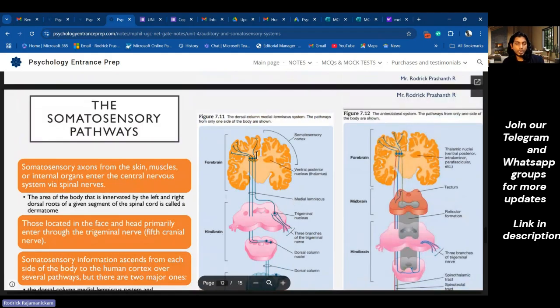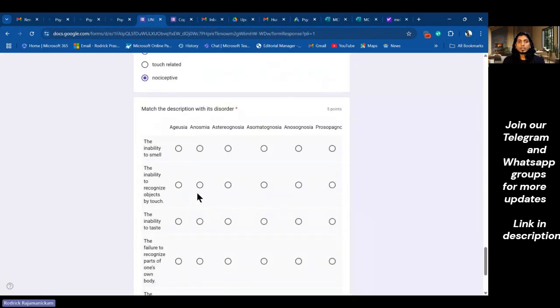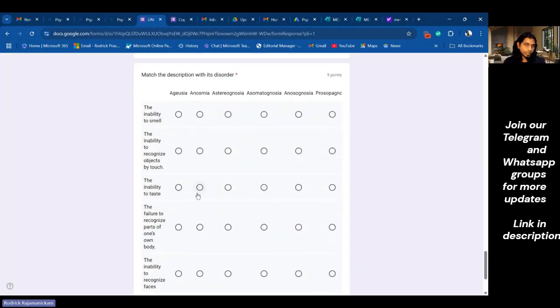One is for just touch and proprioception, and one is for pain and temperature, so that you can react quicker. Right. So, and lastly, we have this master following. You guys can also pitch in for this.